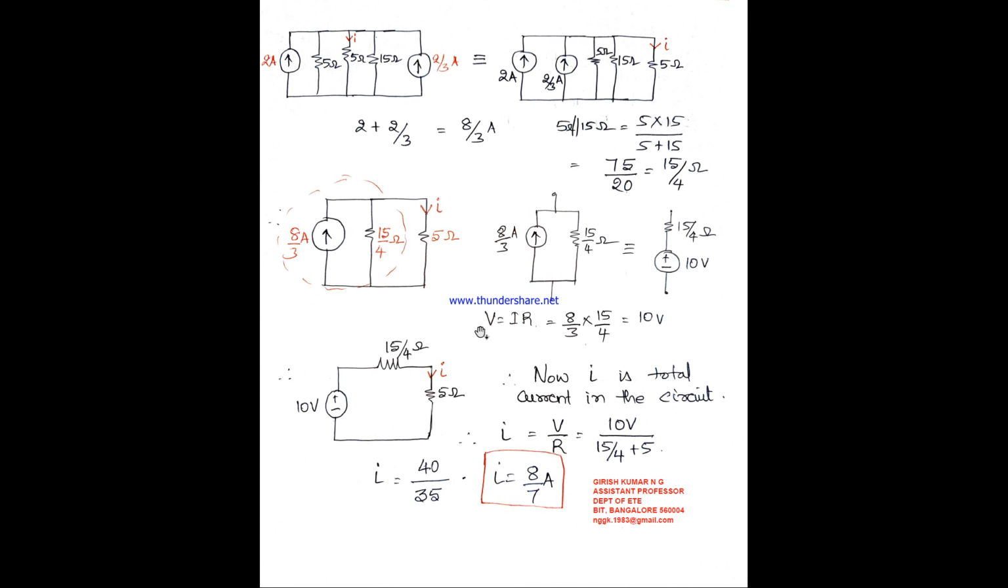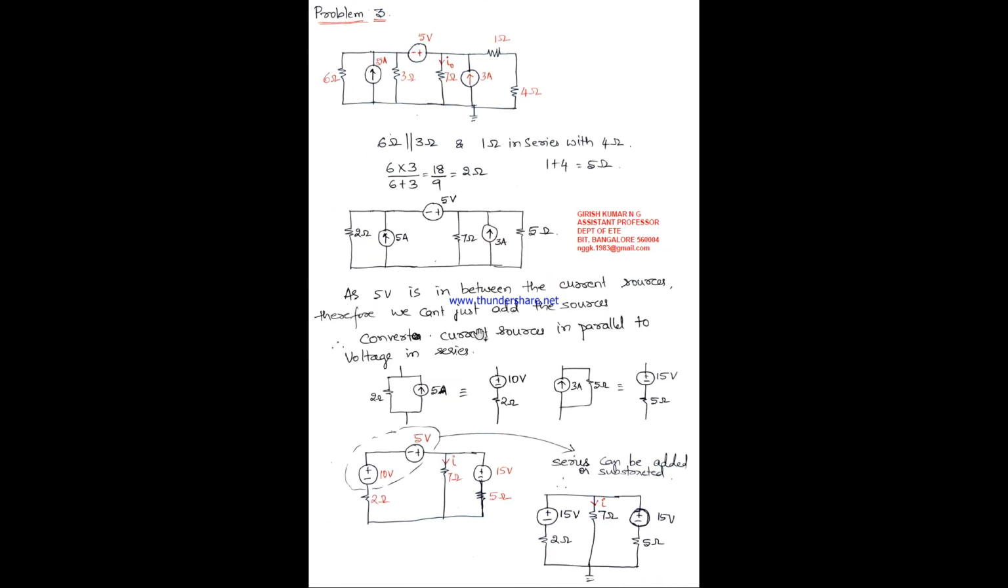Okay. Now problem 3. So let us see what problem 3 gives you. Here you can see 6 ohm connected in parallel with 5 amps, and that in turn connected with 3 ohms in parallel, and then you see 5 volts between this particular branch, and then you have 7 ohms and then 3 amps, then 1 ohm and 4 ohm.